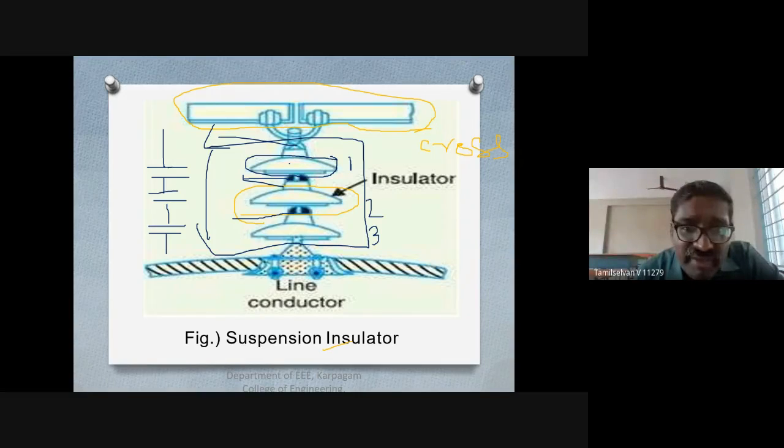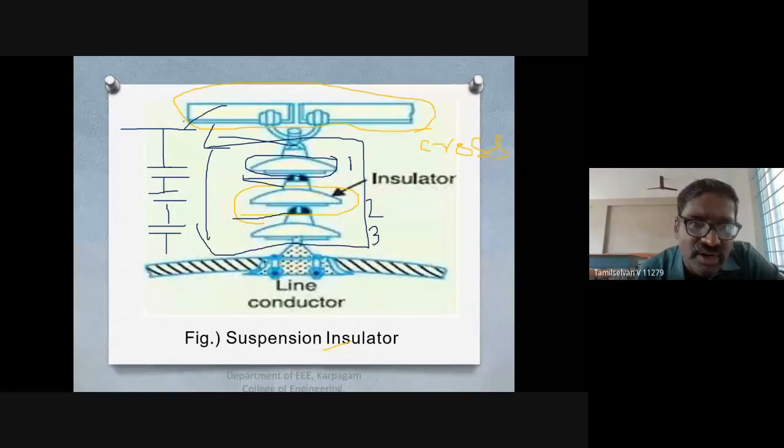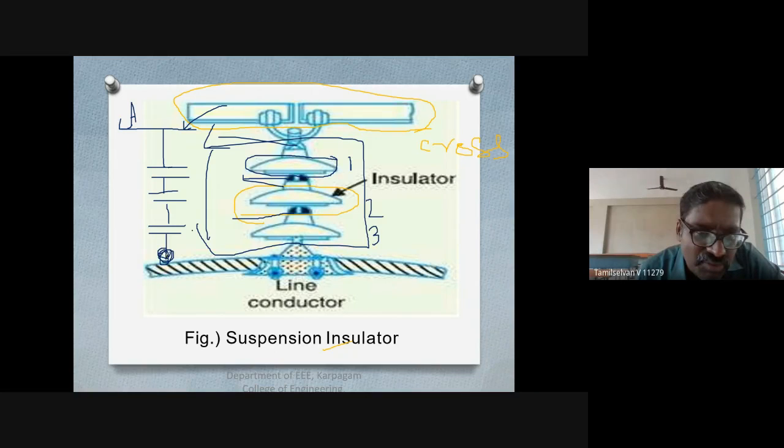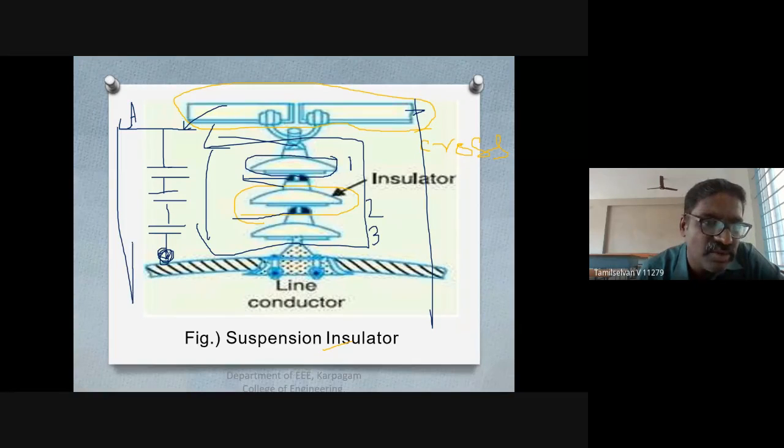But what happens where we are suspending this? This is a cross arm. I can draw this as a cross arm. I'm writing here, this is going to be a cross arm, and this is my conductor. The line conductor is going to be connected at the bottom. This cross arm is normally placed on the tower, so the cross arm is connected with respect to your tower. This is going to be your tower.